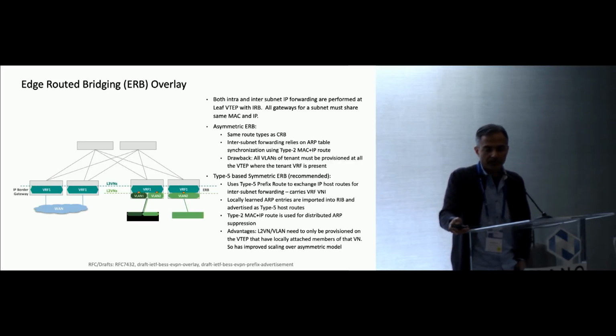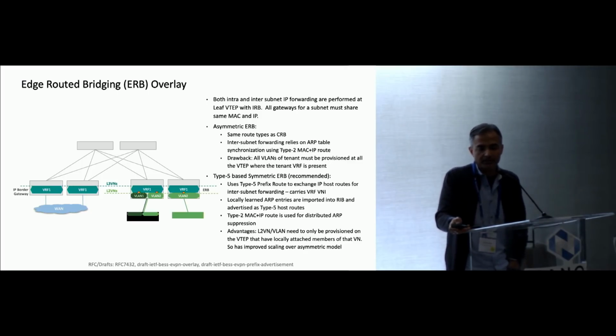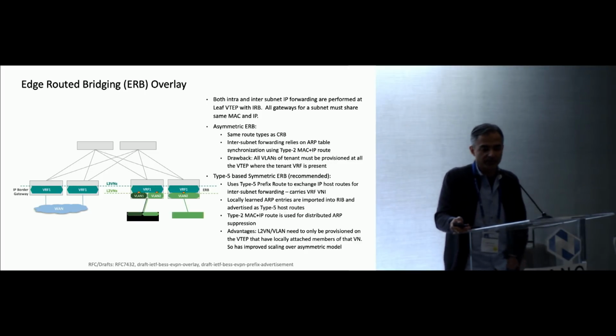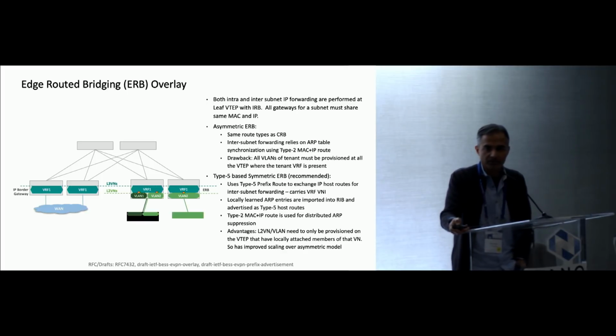So I will talk about type 5 based symmetric ERB. This is a form of symmetric ERB, a form that we implement. There's some FUD out there that Juniper doesn't implement symmetric. We implement type 5 symmetric. And this is different from the type 2 symmetric. Type 5 symmetric uses type 5 routes to do symmetric inter-subnet routing.